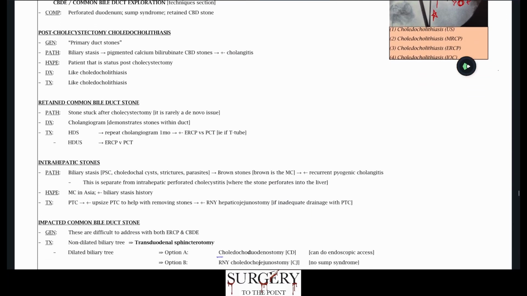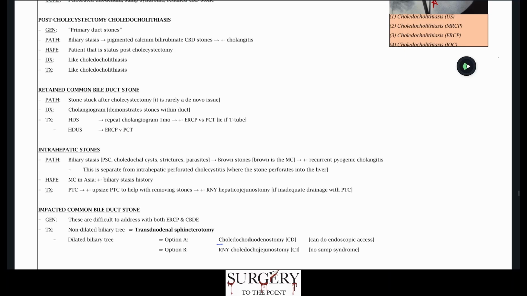So, moving on to other problems associated with choledocholithiasis. This is getting more into the weeds, more of the esoteric information, so you may just want to skip over this or end the video. But post cholecystectomy choledocholithiasis. What this implies is that you've had a gallbladder removed, but you're still getting gallstones formed. Now, this may be the situation where you want to designate this as primary duct stones. Now, the pathophysiology for these primary duct stones is usually biliary stasis and it's related to these specific types of stones. Everything else is essentially the same workup, treatment, and so forth like choledocholithiasis.